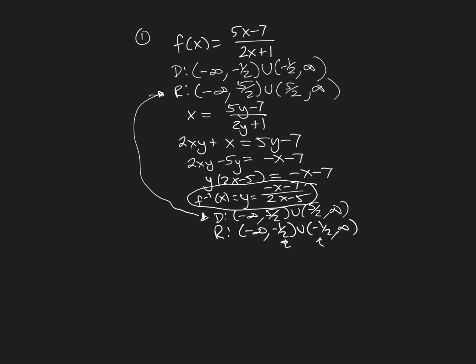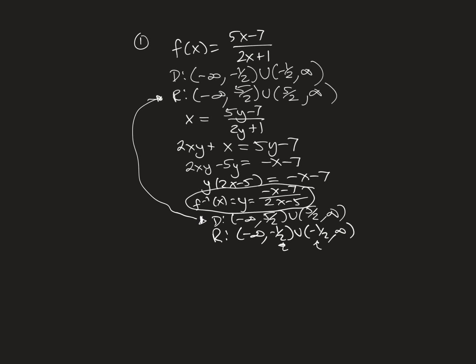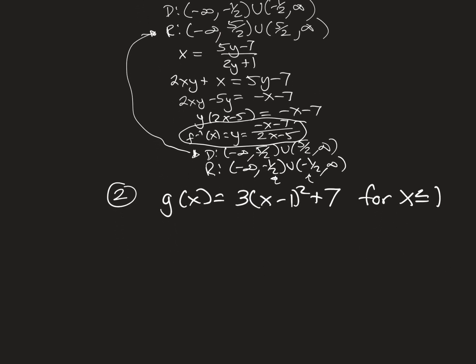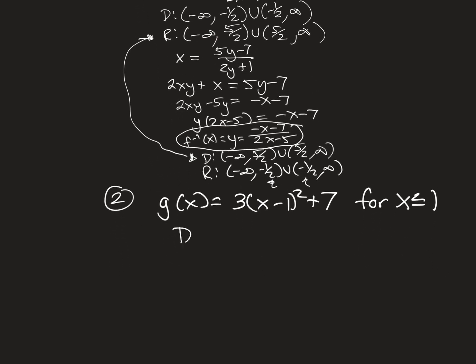Let's do another. This one with a restriction. So number 2, we'll call it g of x equals 3(x - 1) squared plus 7. Now, this right here would not be invertible. A parabola would not be invertible, but I'm going to put a domain restriction on it to make it so. Okay, so the domain of this original function, I just gave it to you with the restriction, so negative infinity to 1. And what's the range?